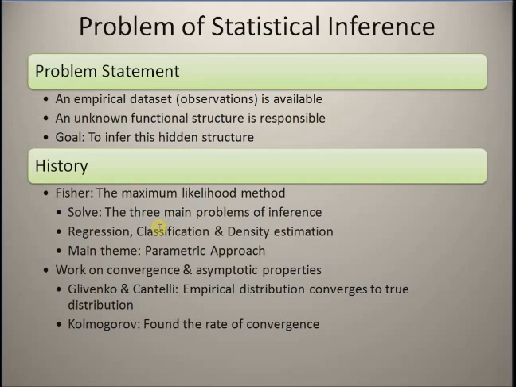Later, some work on convergence and asymptotic properties of this convergence. For example, Glivenko and Cantelli proved that empirical distributions, that is the structures defined to solve the inference problems, usually converge to the true distribution given sufficient data. And Kolmogorov later also determined the rate of convergence to be exponential. That is, as the amount of data increases, the distribution or the parametric structure actually converges to the true structure at an exponential pace.